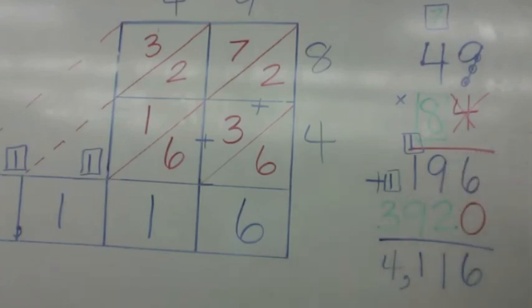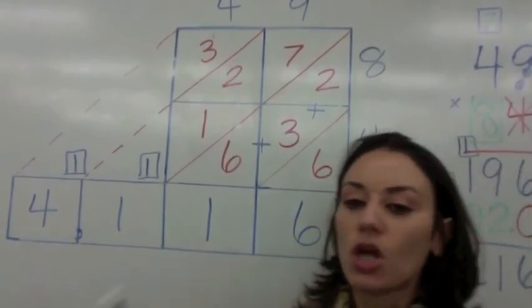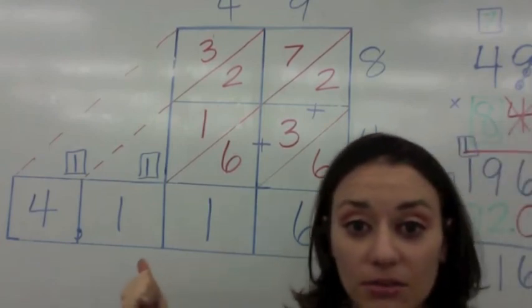So do the numbers match? Did I get 4,116 here? And in my lattice, did I get 4,116? Okay, good. So, is the lattice easier than the standard way? Is it easier? I think so.